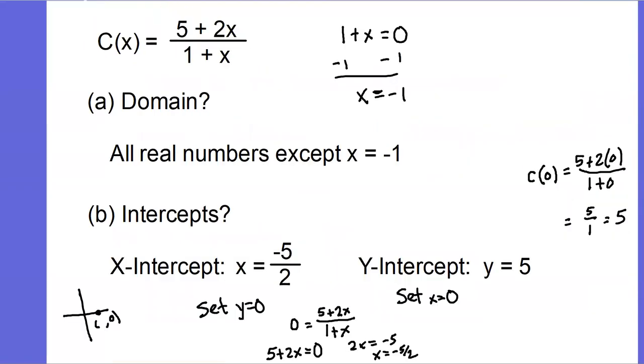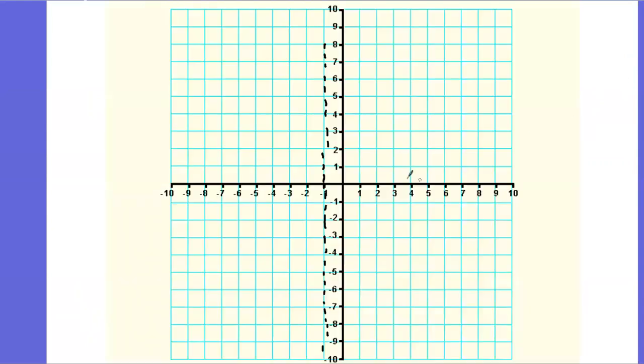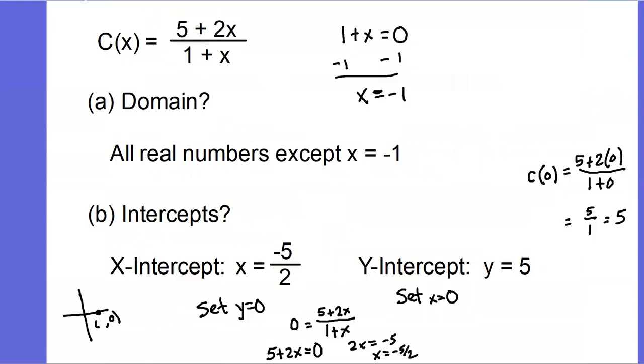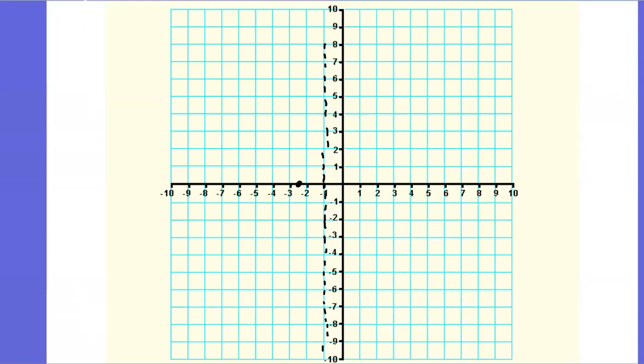And next, we have our intercepts. We have an x-intercept at -5/2, so that's at -2.5. So there's that x-intercept. And our y-intercept is at +5. So let's plot that.